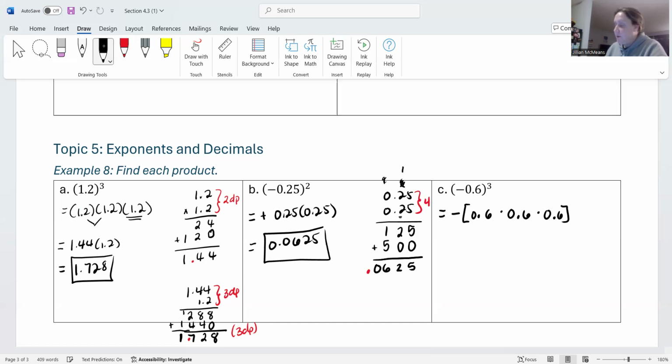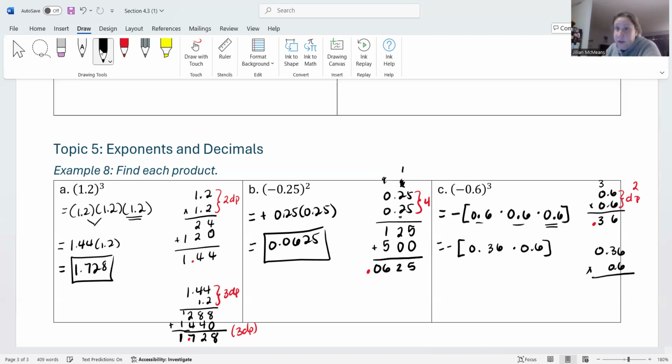So let's do some side work. Off to the side, I'm going to multiply my first two 0.6s. So I get 0.6 times 0.6. Well, this one's going to be pretty easy. 6 times 6 is 36. I keep a 6, I carry a 3. 6 times 0 is 0, plus 3 is 3. And that's really it. I don't need to multiply by the zeros because I just get a string of zeros to add in. So notice we have 2 decimal places in our factors. So that means I need 2 decimal places in my product. So far I have negative, and then I've got a 0.36 times my last 0.6.